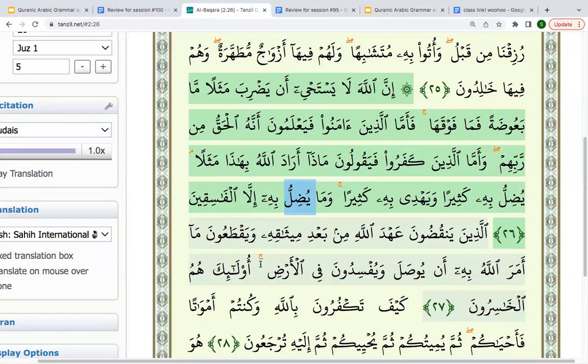When you see majhul, the vowelling in case of mudare is u-a. Are you seeing u-a, my dear sisters? No. So big mistake, right? So is it yudallu, he was misled? No. Or he is misled? No. Got it or no? Can this be majhul with u-i? Can this be majhul with u-i?